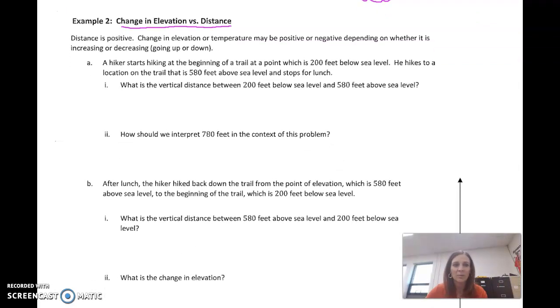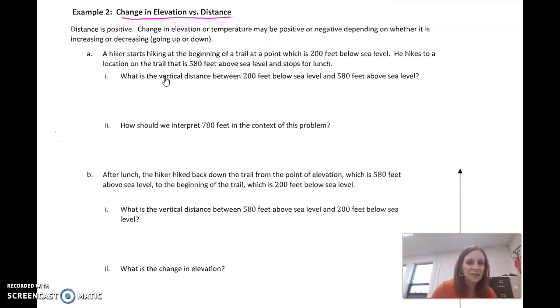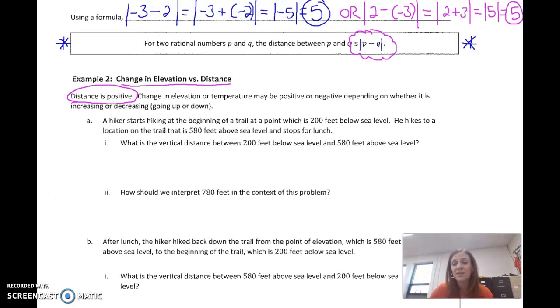Distance is positive. So we're not worried so much what direction we're going in, it's positive. A change in elevation or temperature may be positive or negative depending on whether it's increasing or decreasing. But we don't usually say it's positive or negative. We say it's increased, or we decreased, or we rose, or we fell. But we're going to still use this idea right here, the P minus Q and the absolute value of it.